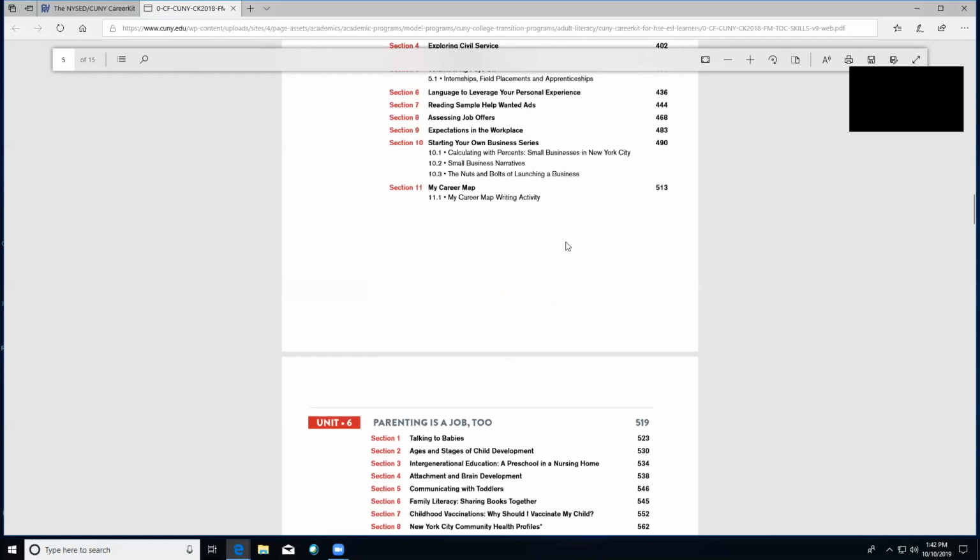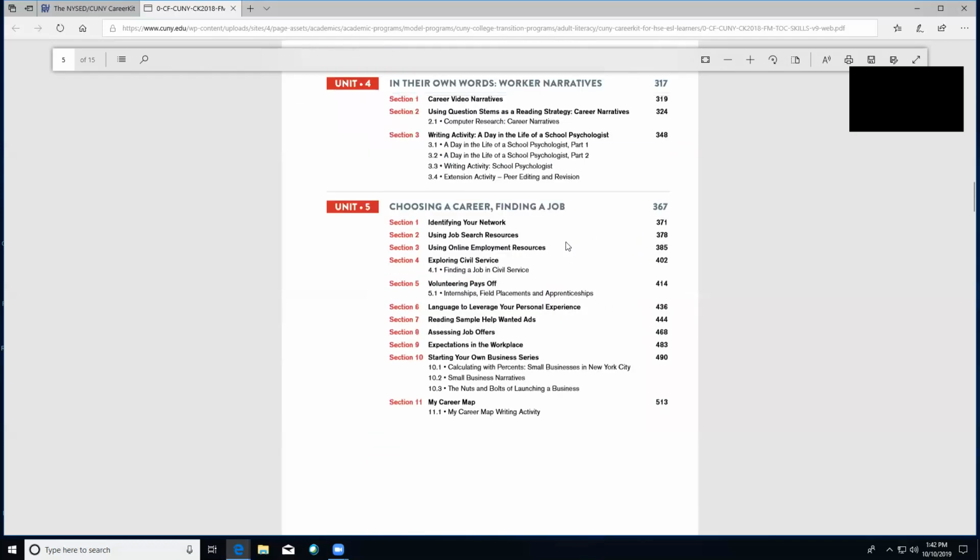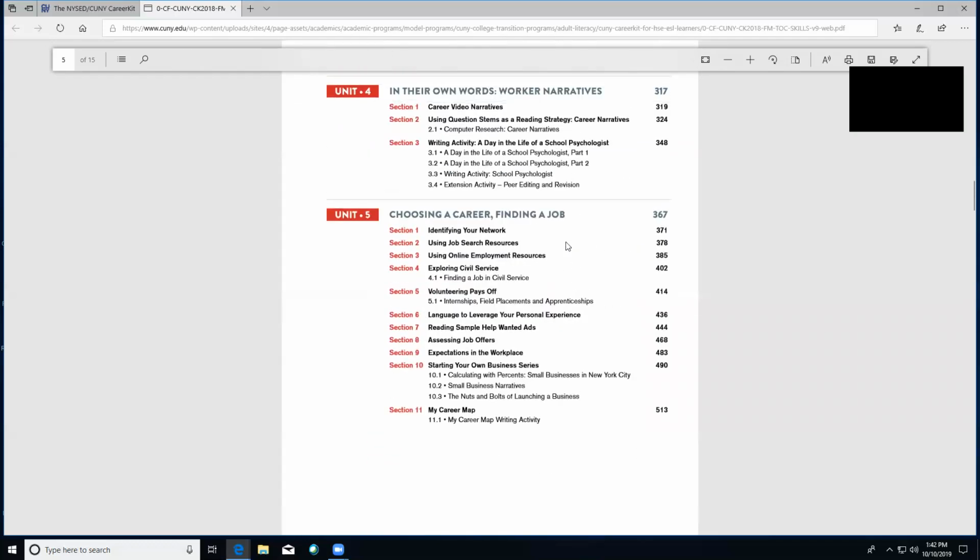So that is the career kits. Again, the structure of this, which is career fundamentals, is the same structure that you'll see in each of the sector-based career kits.